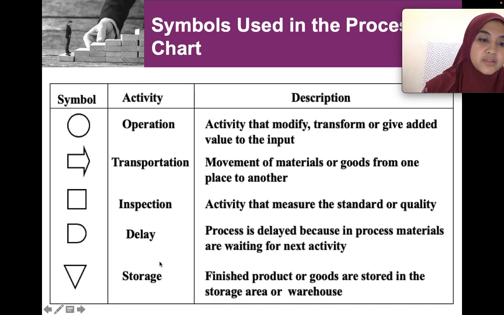Alright, then we have the upside-down triangle. It means the storage. So once the bomboloni is ready, maybe you want to put it in storage first, so you must use the triangle symbol here. So finished products or goods are stored in the storage area or warehouse. So later in your business plan report, you have to do the process planning by having these kinds of symbols on your report.